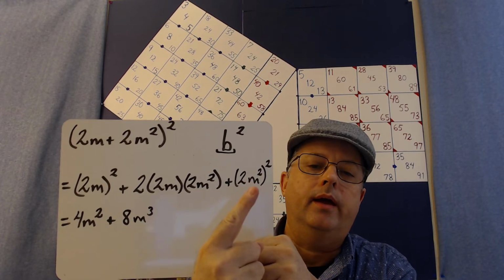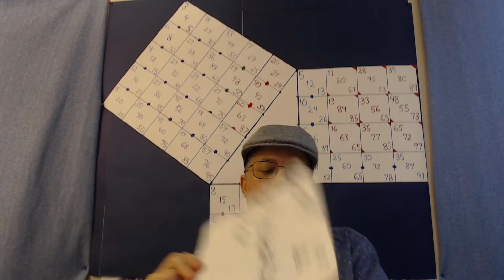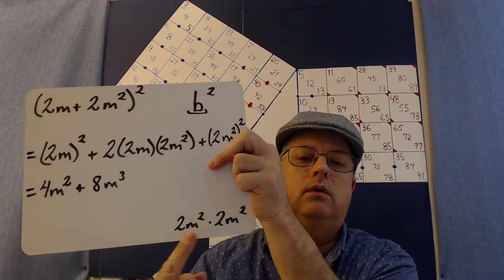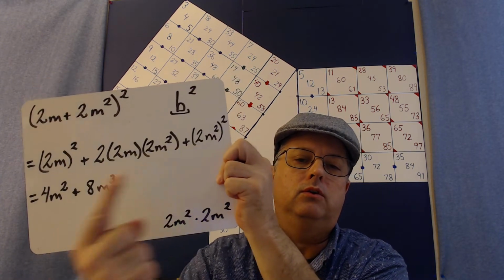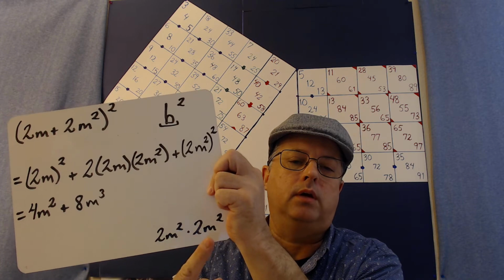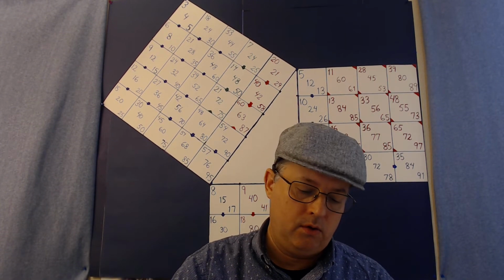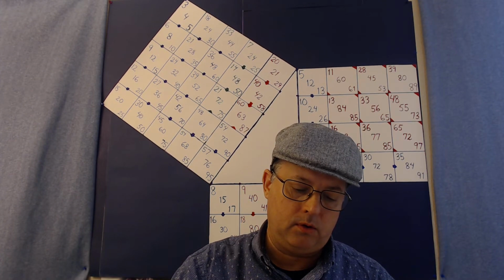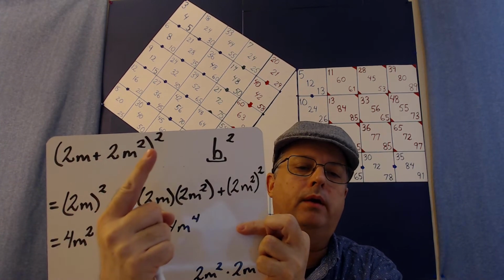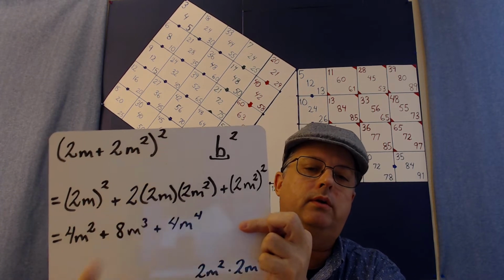Okay. And then here we have 2m squared, squared. So that's going to be, we'll put that down here just to look at it, 2m squared times 2m squared. Okay, and so here we go. The 2m squared, squared means 2m squared times 2m squared. So that's 2 times 2 is 4, and m squared times m squared is m to the fourth. So we'll have plus 4m to the fourth. Okay, so that's the expansion of 2m plus 2m squared, squared. That's our b expression.